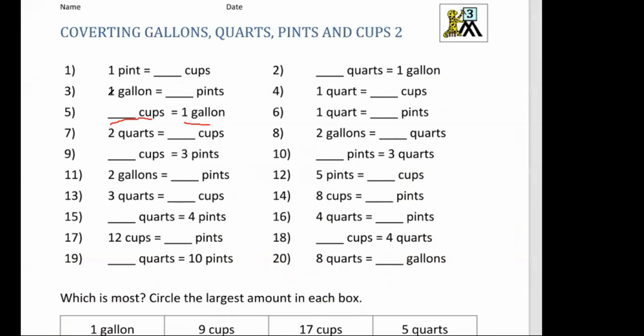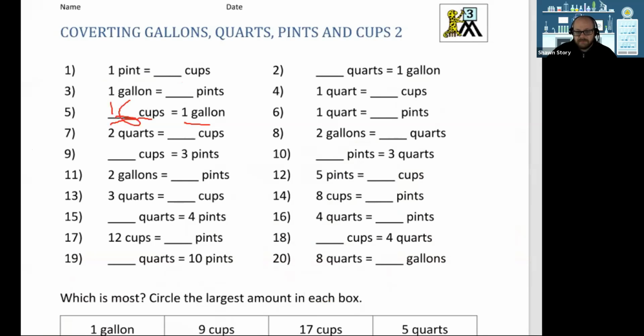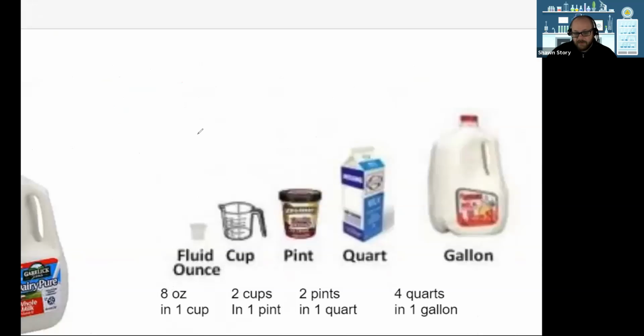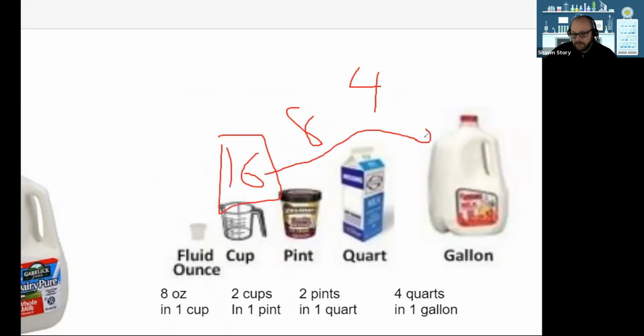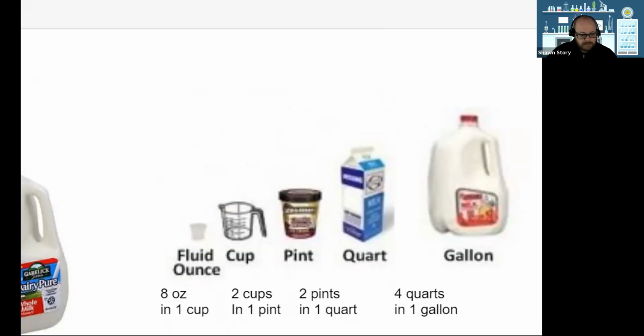16 cups in a gallon. Let's check. I'm going to go back to our slides. Let's work backwards. 1 gallon is going to be 4 quarts, and 4 quarts is going to be 8 pints, and 8 pints is going to be 16 cups. So 16 cups will equal 1 gallon of liquid.